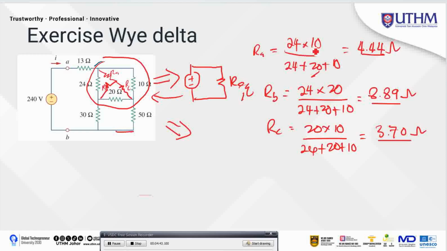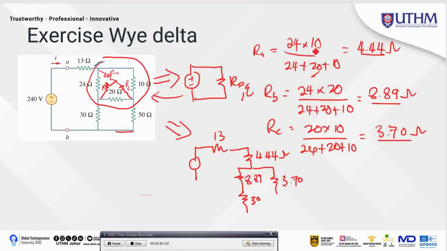to make sure that you can clearly see how the circuit is arranged. Let's try to redraw. We have 13 ohm, and then 4 ohms, and then this is 4.44 ohms, RA, and then RB is 8.89, and then we have RC, which is 3.7 ohms, and then connected with a resistor 30 ohm, and another resistor 50 ohm. After that it's connected together and back to the supply, and the supply is 240 volt DC.